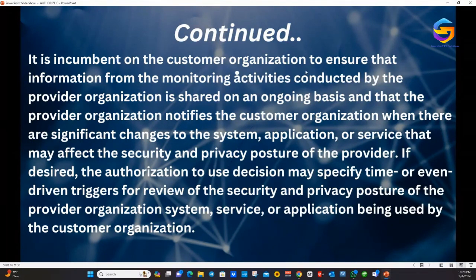It is incumbent on the customer organization to ensure that information from the monitoring activities conducted by the provider organization is shared on an ongoing basis, and that the provider organization notifies the customer organization when there are significant changes to the system, application, or service that may affect the security and privacy posture of the provider. If desired, the authorization to use decision may specify time or event-driven triggers for review of the security and privacy posture of the provider organization's system, service, or application being used by the customer organization. What that means is that there has to be a constant update, especially when something happens.